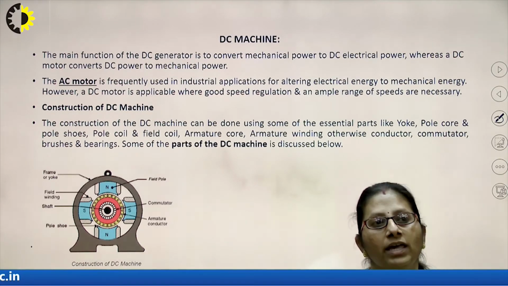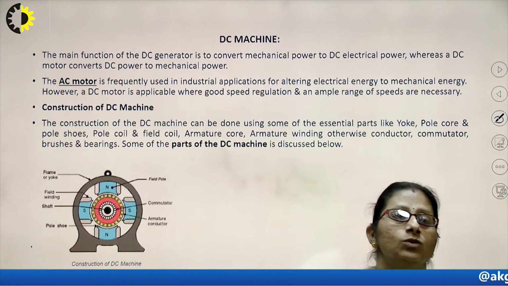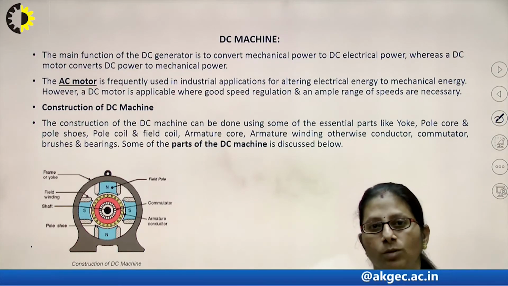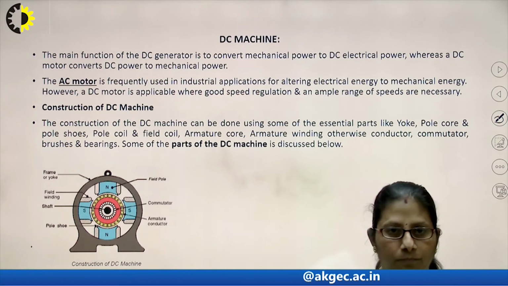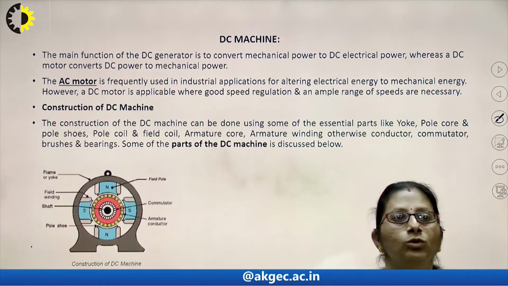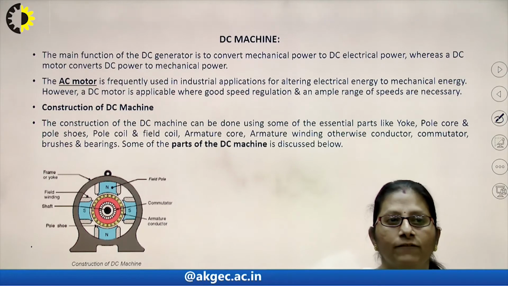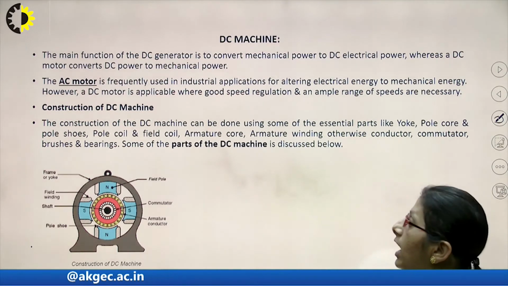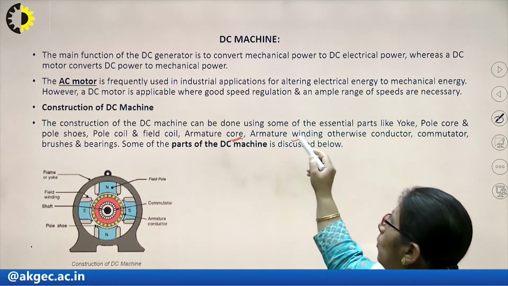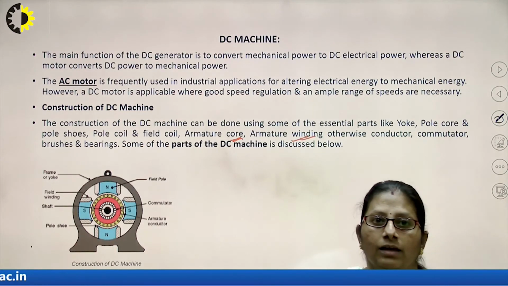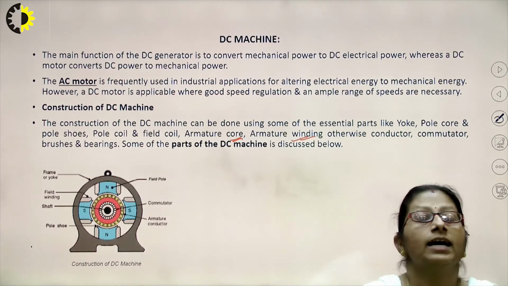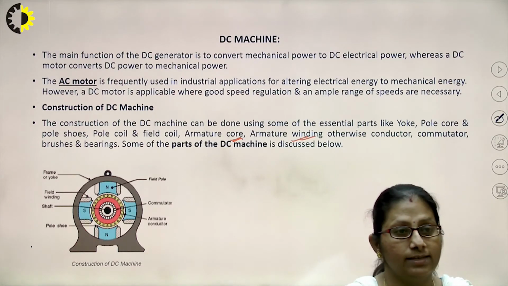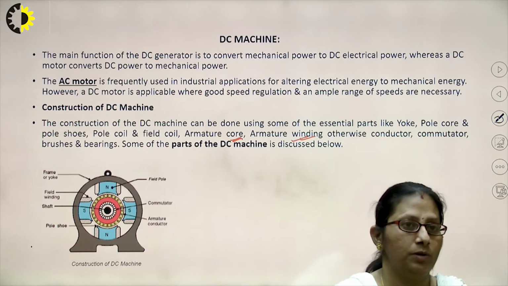What are its various parts? So, the construction of the DC machine can be done using some of the essential parts like the yoke, pole core, pole shoe, pole coil, field coil, armature, and the armature again consists of armature core, armature winding, or I may say conductors, commutator, the very important part of a DC machine, that is commutator, brushes and bearings, right?